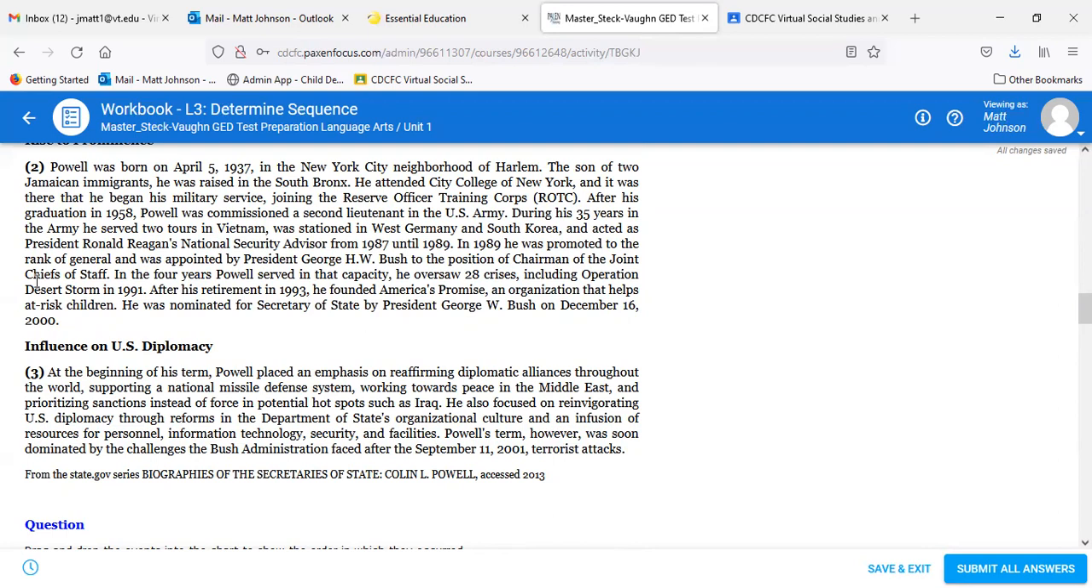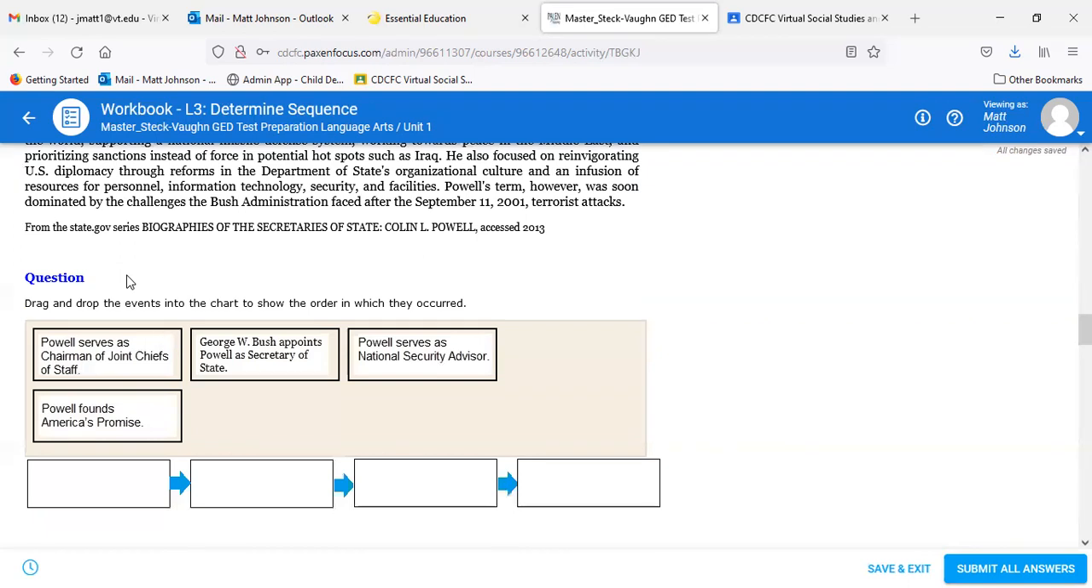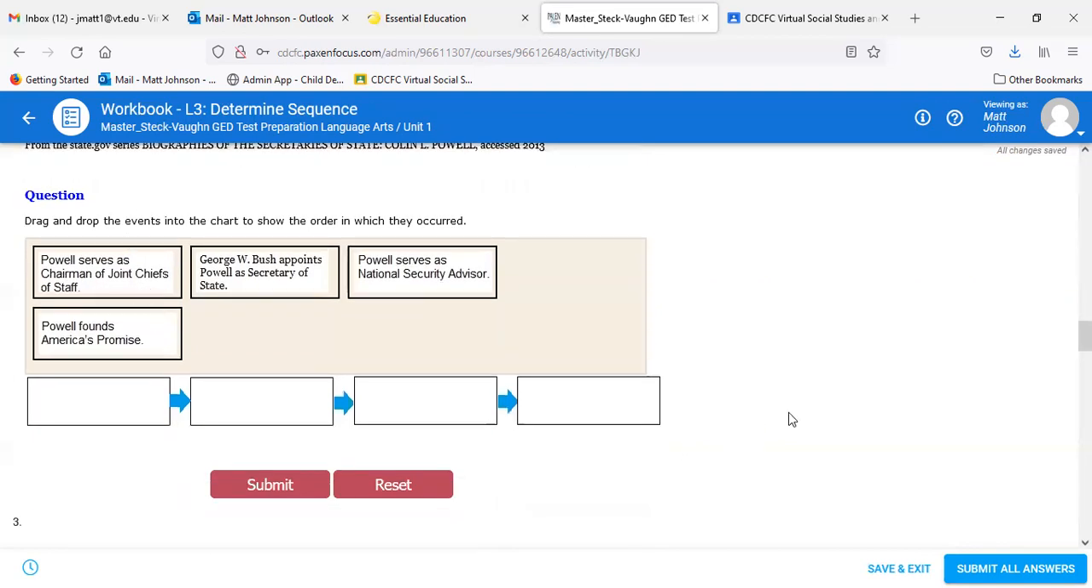So now we're going to have to order some events here, drag and drop. So which one of these was first here? He serves as JCS, he founds America's Promise, Bush appoints Powell as Secretary of State, or Powell serves as National Security Advisor. George W. Bush appoints Powell as Secretary of State. Nope, not yet. That's the last one.